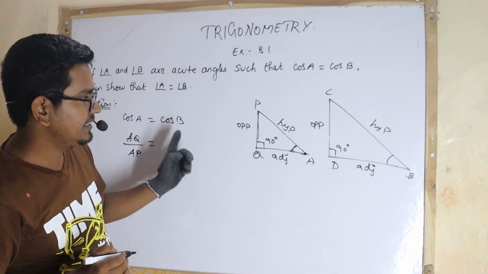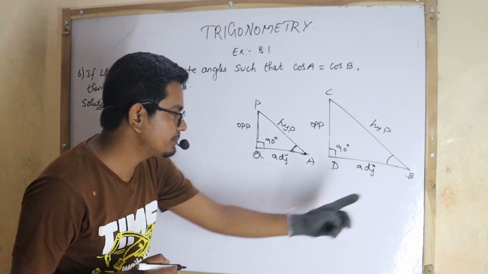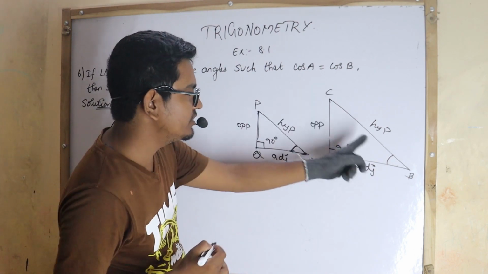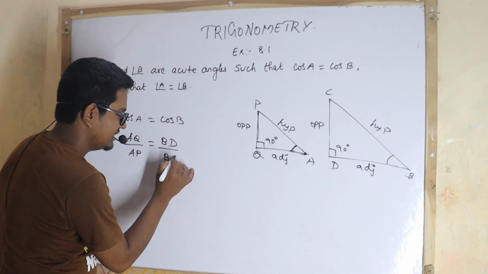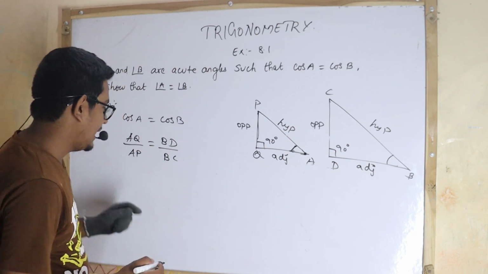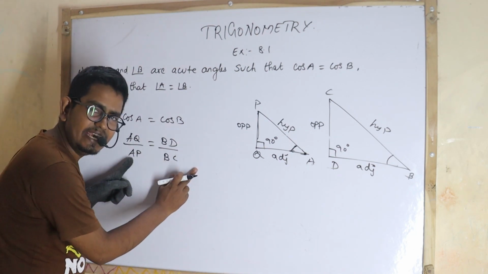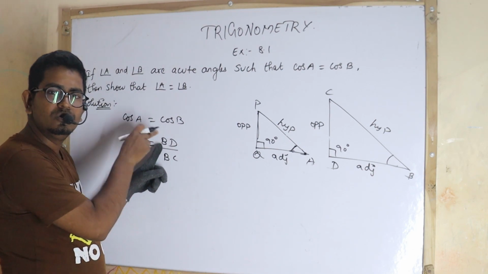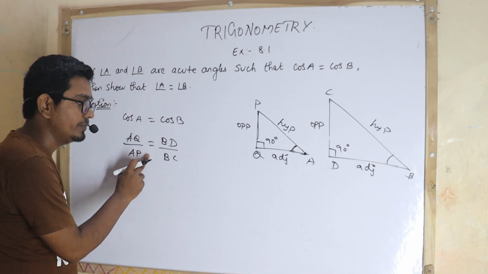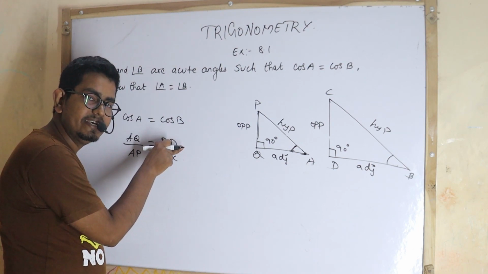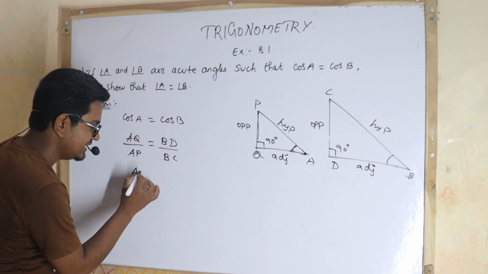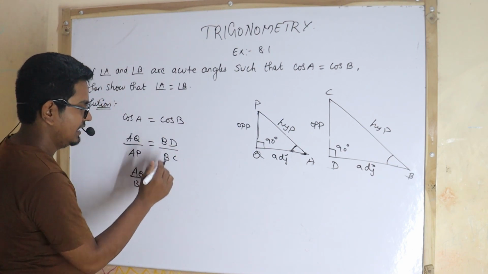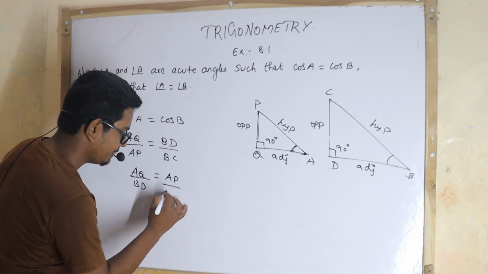is equal to cos B. So cos B, adjacent is BD upon hypotenuse BC, right? I'm bringing this AP to this side, so it will go to the numerator, and I'm taking this BD to this side. It will come to the denominator as it is in the numerator. That means it will become AQ upon BD is equal to AP upon BC.